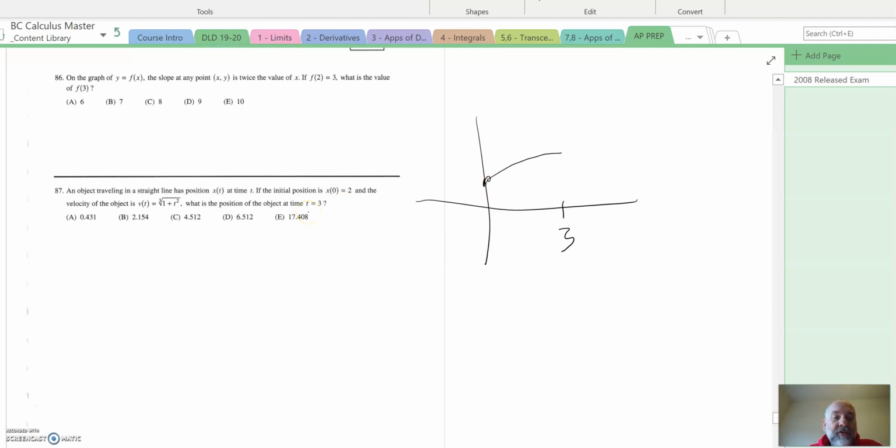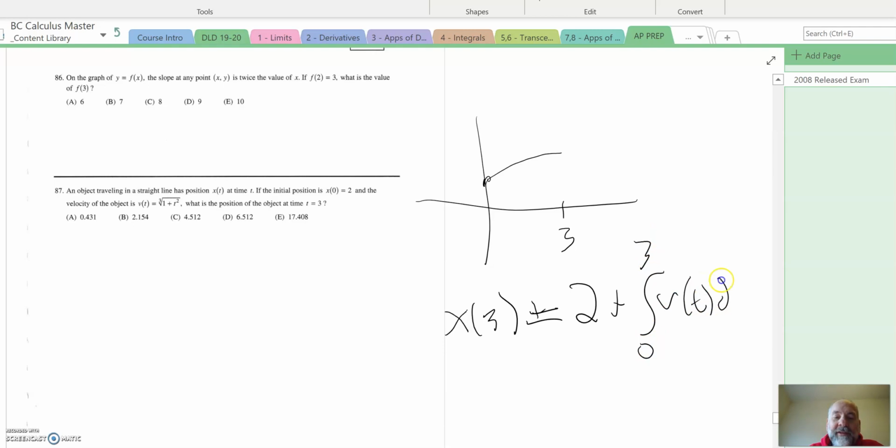We want to know what the position is at time t equals 3, and we know it started at 2. So the position x of 3 is going to be equal to 2 plus the integral from 0 to 3 of the velocity curve, because this will tell us how much it moved. So I'm going to do this on my calculator right now, and then add 2 to it for its initial position to find out what the new position is. But I'm going to do this with the screen paused.